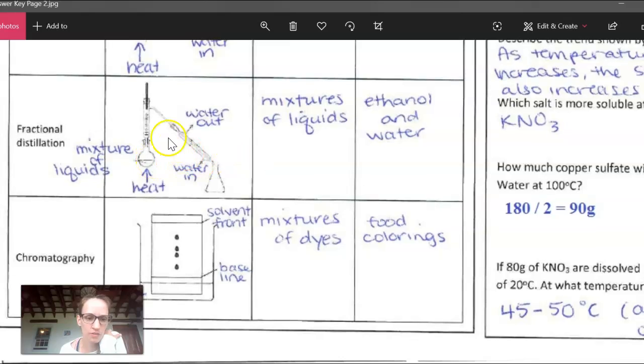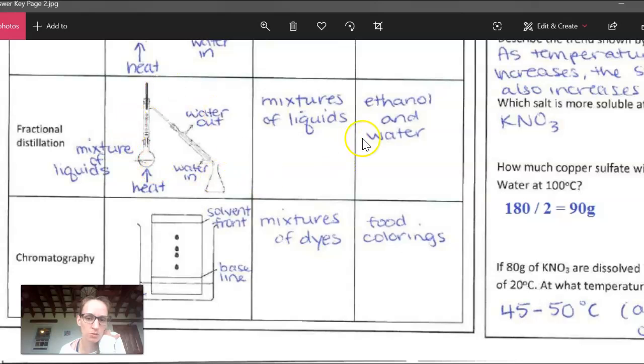Fractional distillation looks very similar, except it has this column here. Hopefully you were able to see this at the beginning of the year. If not, don't worry, it very rarely comes up. It's really just an extra step before condensation to make sure that you've separated properly two different solvents. So you see this is for mixtures of liquids.